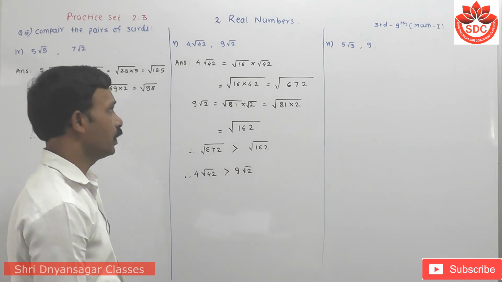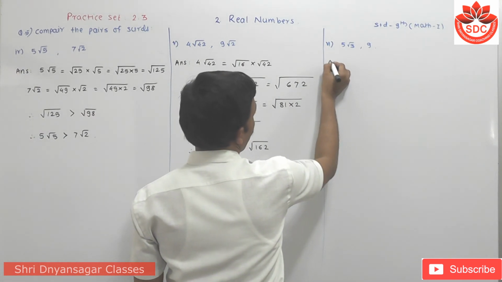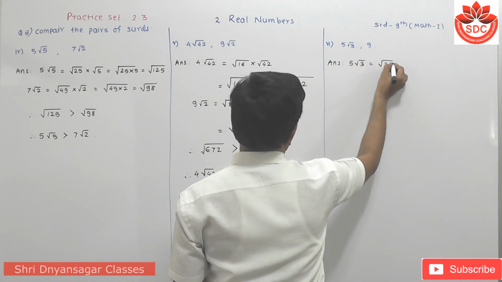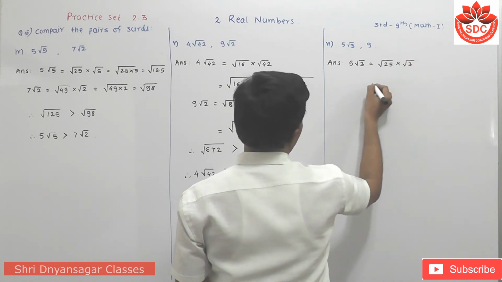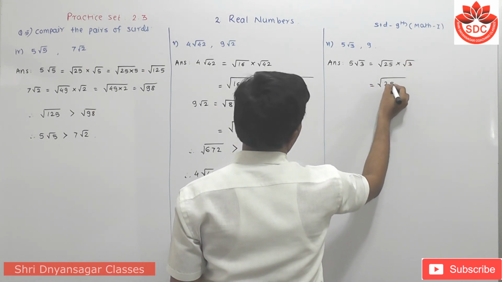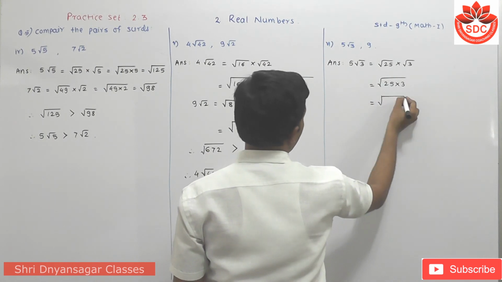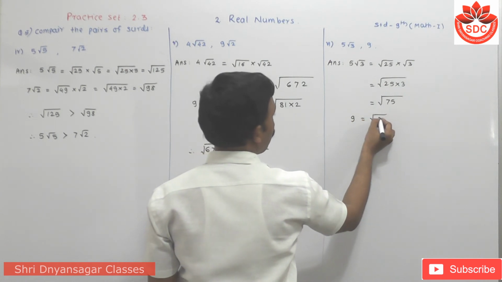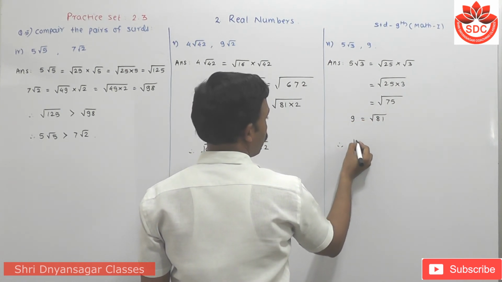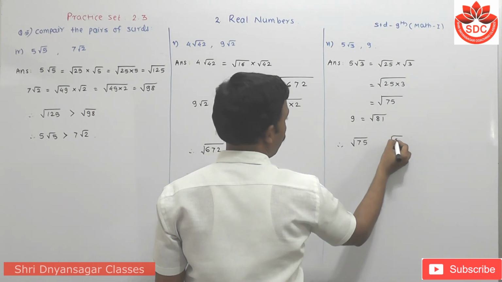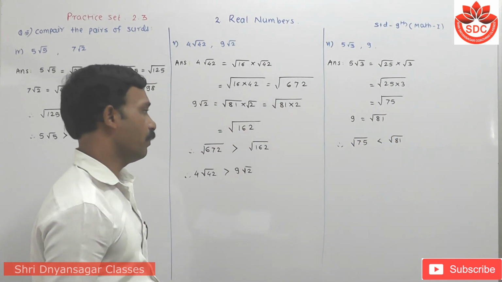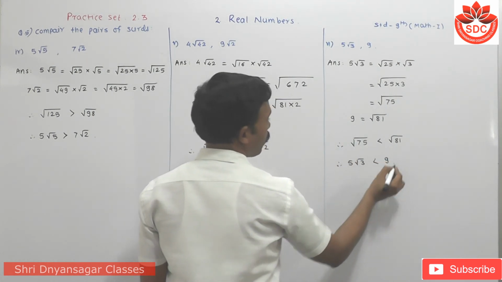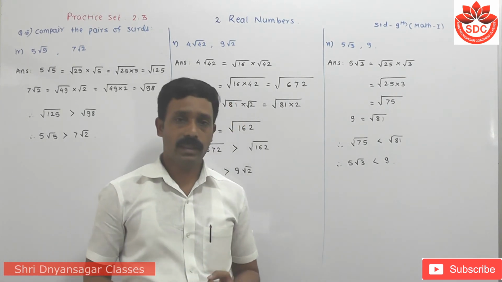Then we take the next one, 5 root of 3. We write here 5 as 25 into root of 3. Then it becomes root of 25 into 3, then root of 75. Then this 9 is equal to root of how much? 81. Therefore, when we observe carefully, root of 75 and root of 81, 81 is greater than root of 75. So correspondingly, 5 root of 3 is less than 9. Can you understand? There is one question remaining, you have to solve it.